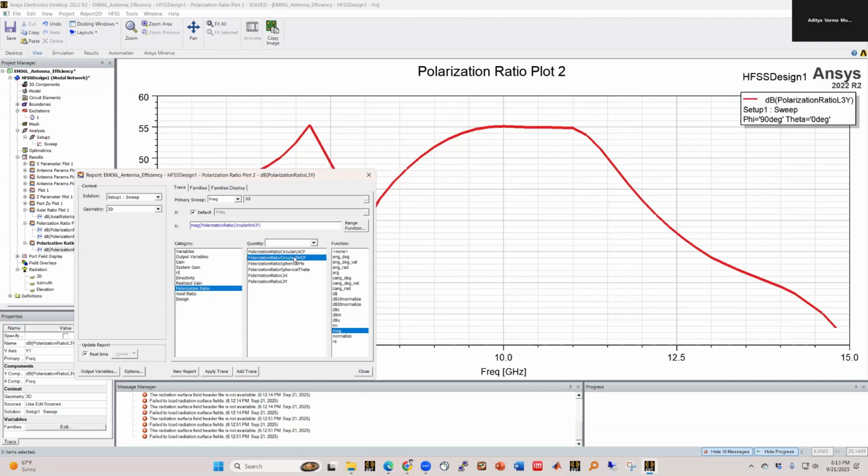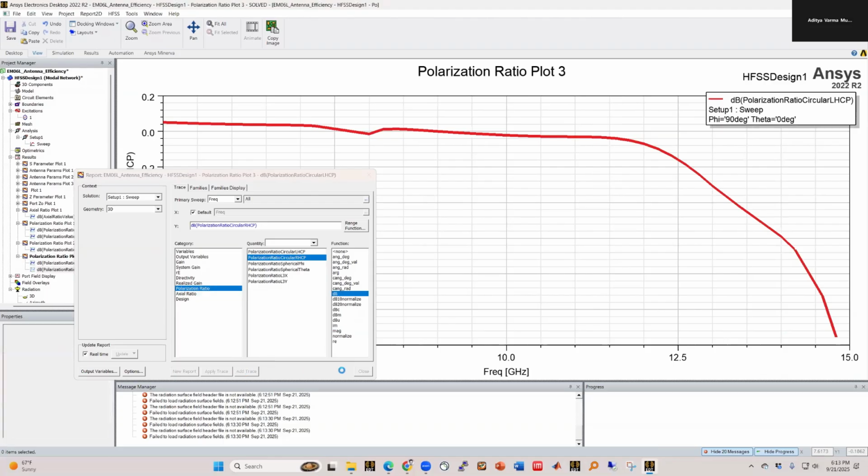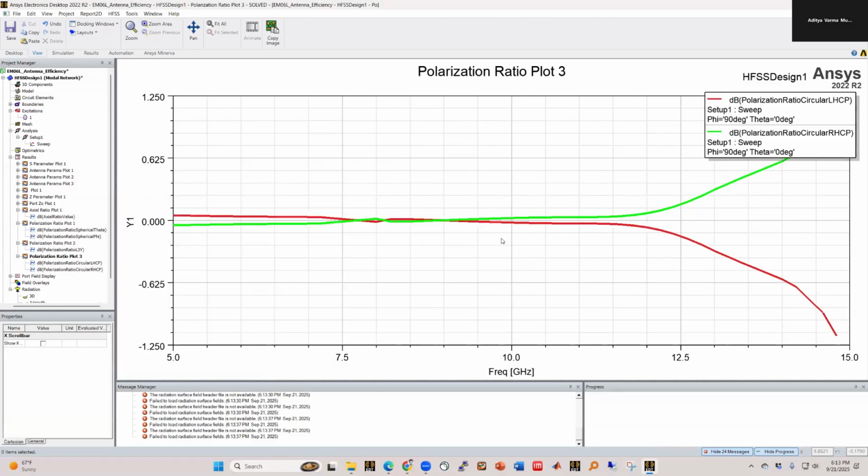Okay, maybe I can ask you a question. What do you think will happen if I plot LHCP or RHCP? Let's actually do that and see what happens. Okay, LHCP has some value. You can plot RHCP on the same plot. That's interesting, right? They are almost equal, and they are equal to 0 dB.